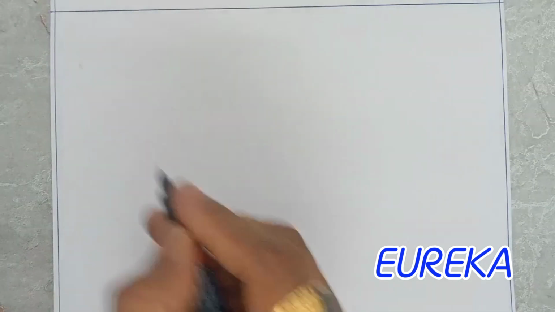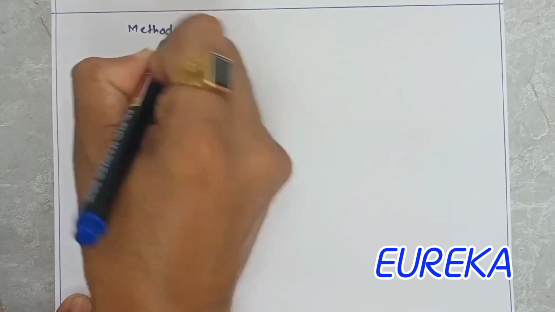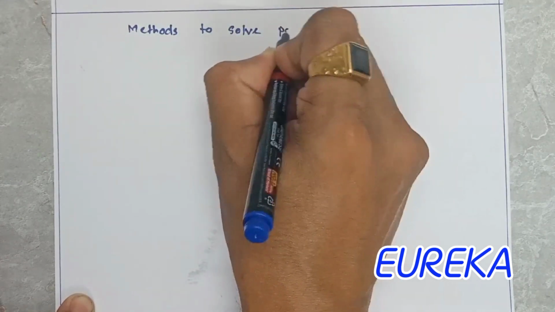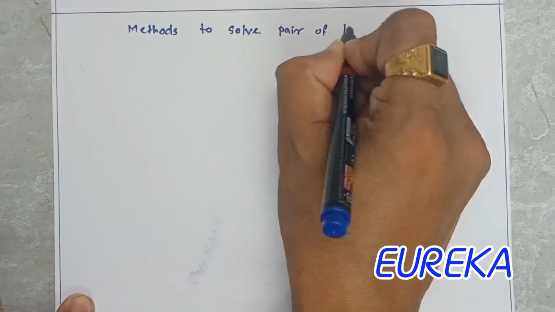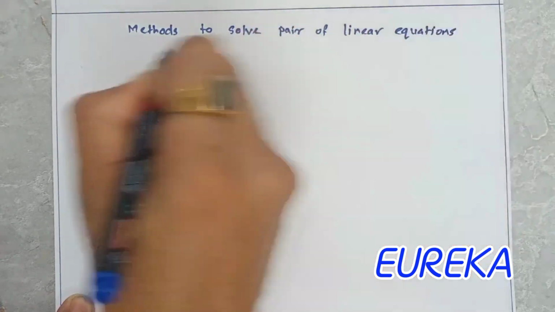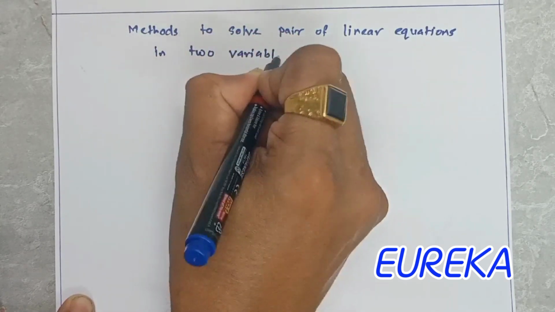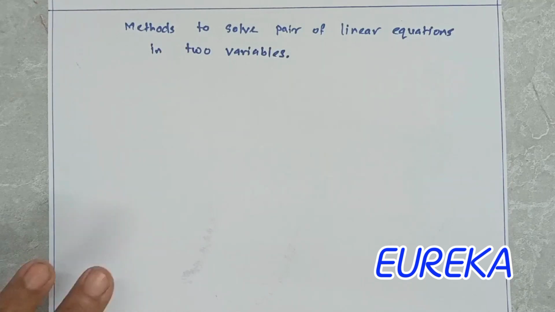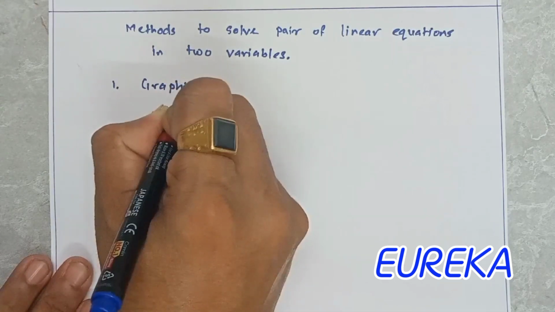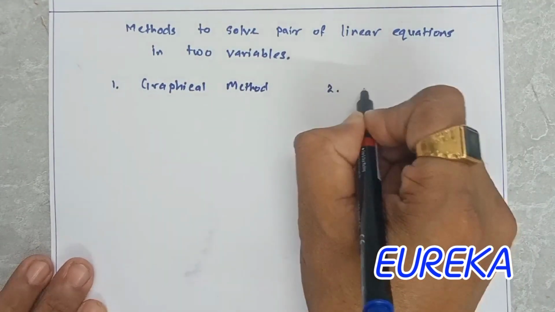So let's see what are the two methods to solve a pair of linear equations in two variables. There are certain methods to solve these pair of linear equations in two variables. What are these methods? Number one is the graphical method, and number two is the algebraic method.